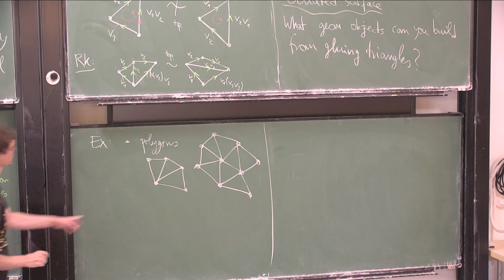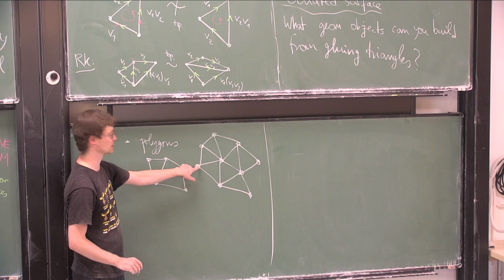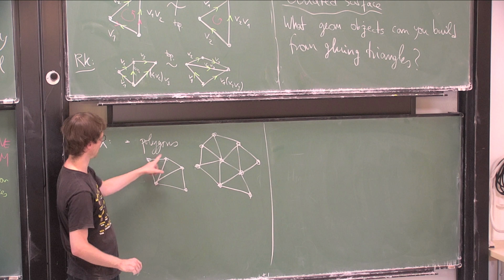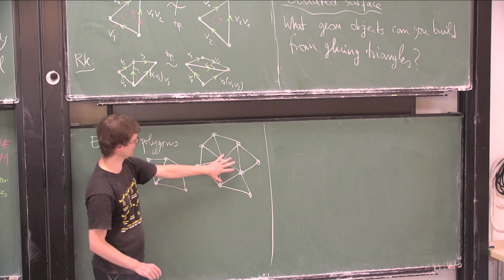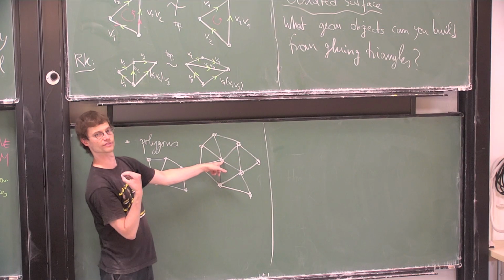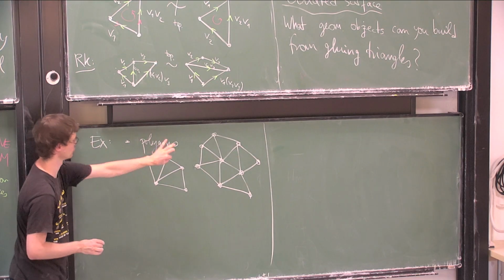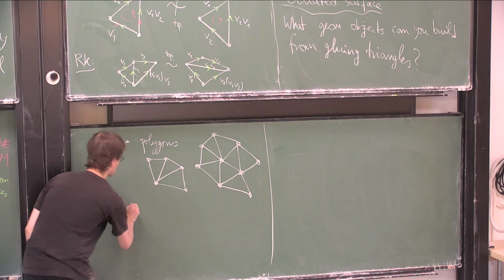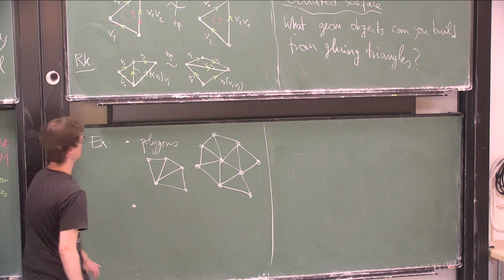Actually, there's a slight difference between these two, because what I said is that the points, we remove them. So here I have a polygon without vertices, and here I have a polygon without vertices and one extra point in the middle that I removed. Polygons with potentially removed points in the interior. What else can I get if I glue triangles?